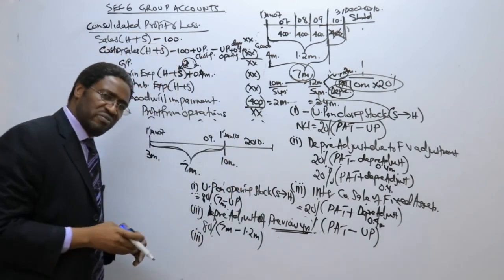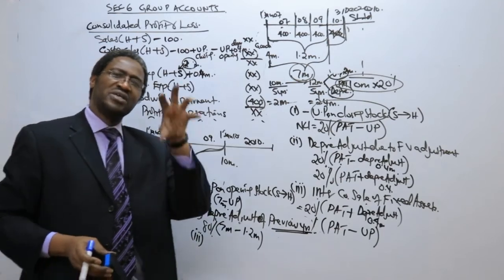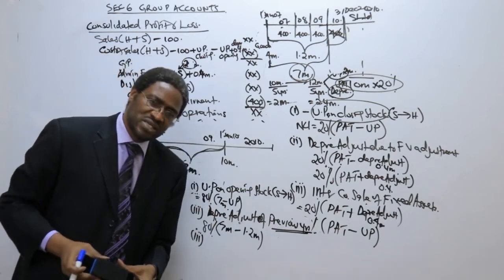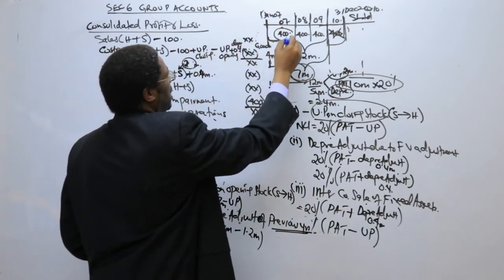So that 7 million is wrong. That 7 million again is not pure. Is it more than it should be? Less than it should be. Remember, our subsidiary company was supposed to impair their goodwill by 400, they never did it.